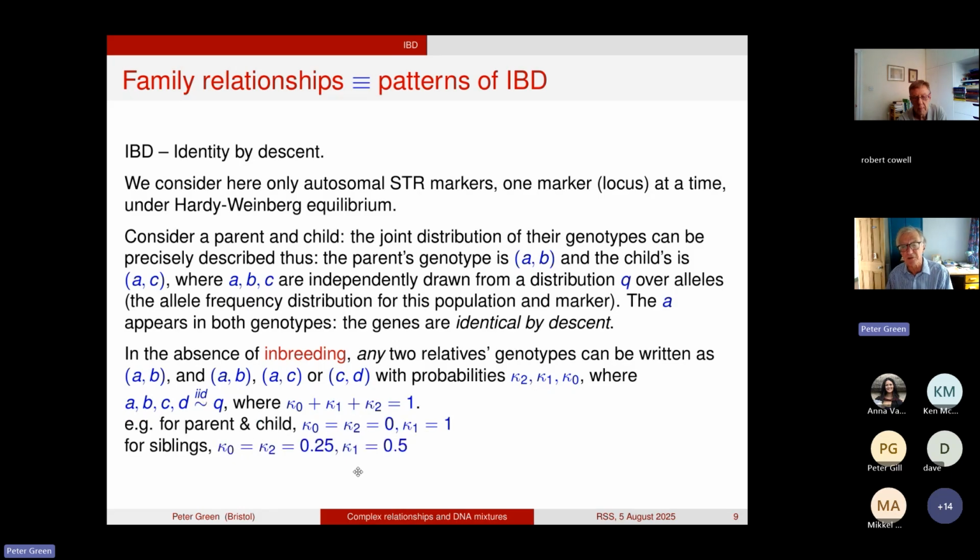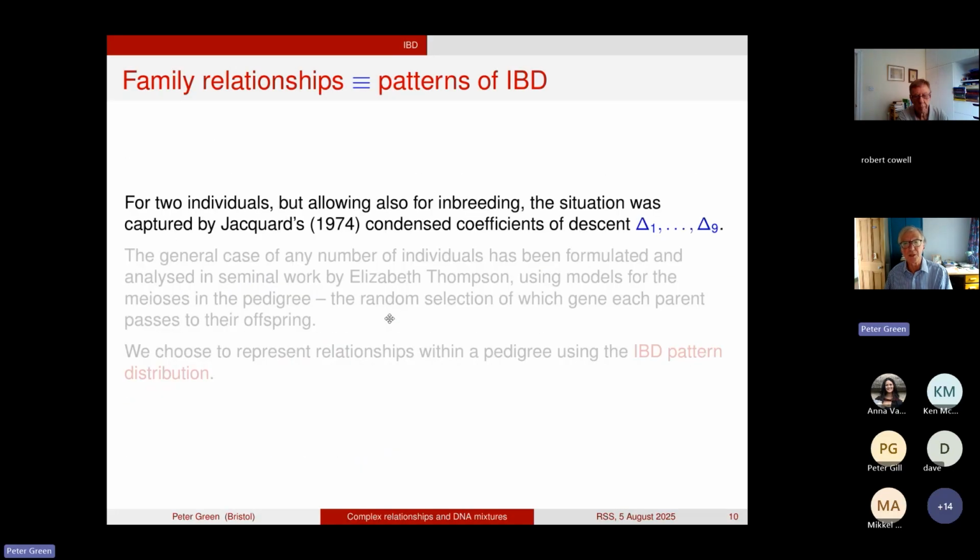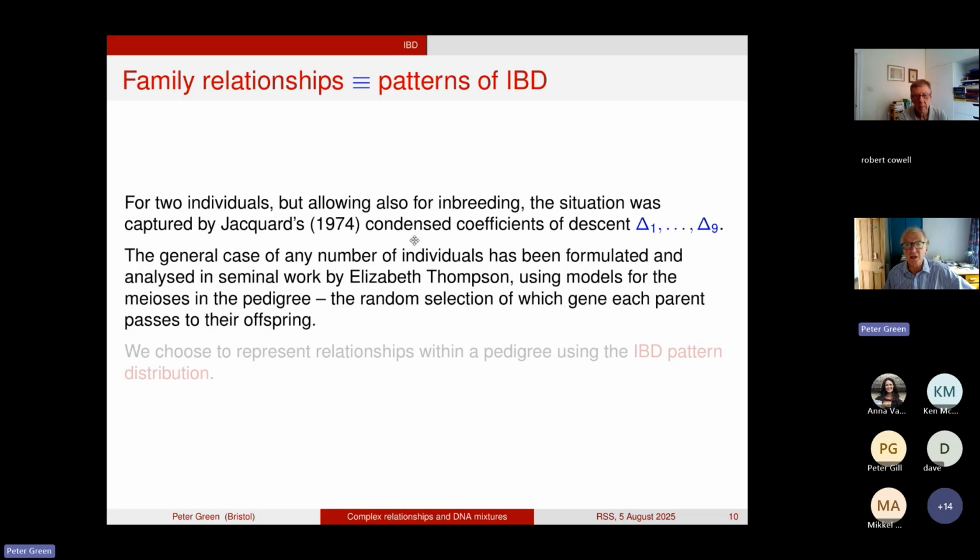So the parent and child relationship is summarized by saying kappa 1 is 1, and 2 siblings can be summarized by saying kappa 0 and kappa 2 are a quarter, and kappa 1 is a half. That completely describes the situation between 2 individuals at a single locus in the absence of inbreeding. When you allow inbreeding, obviously it becomes slightly more complicated, but we've known how to do this for at least 50 years. There are so-called condensed coefficients of descent, usually denoted delta, which summarize the various patterns of identity you can have among 2 individuals.